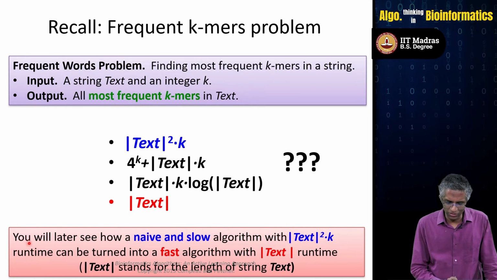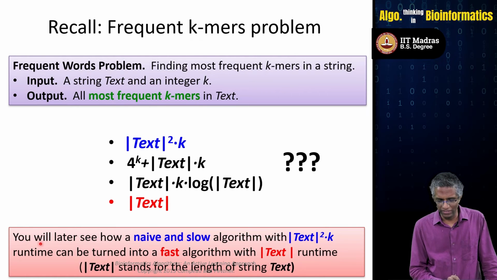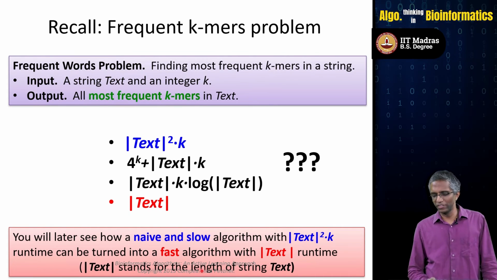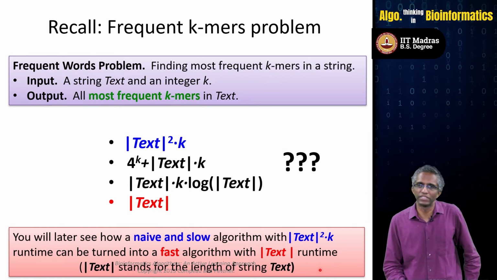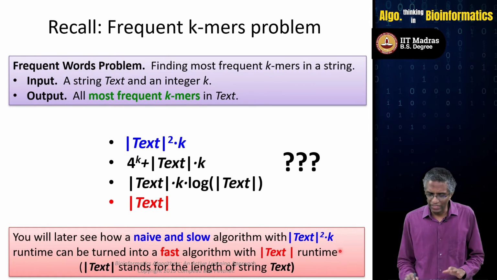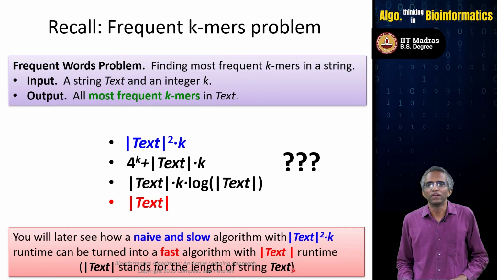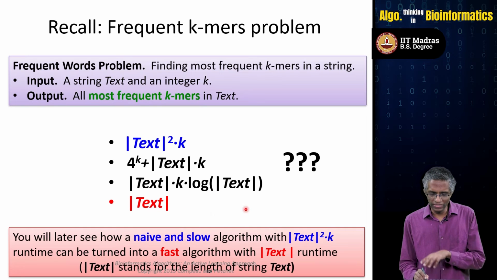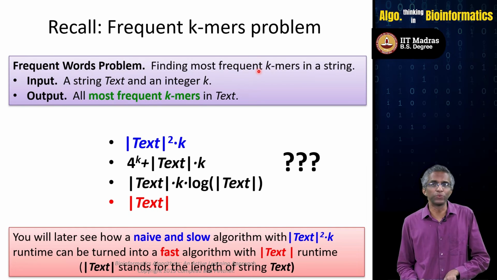In fact, we said at that time that you will later see how a naive and slow algorithm with this quadratic running time, text squared times k, in our case here we call it order of n times L times m, this is just cubic dependence, quadratic in text size and k, can be turned into a fast algorithm that is linear in the size of the text. And again, the algorithms or techniques that we will see today will lead us to this linear running time, and this can also be used to solve this most frequent k-mers problem.